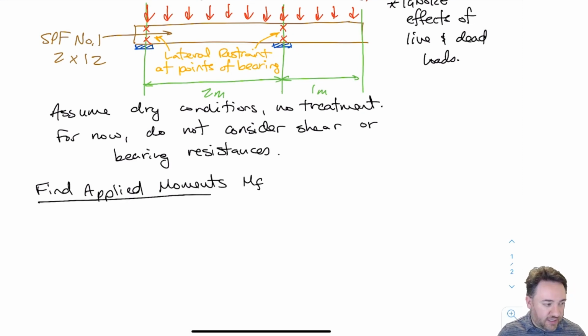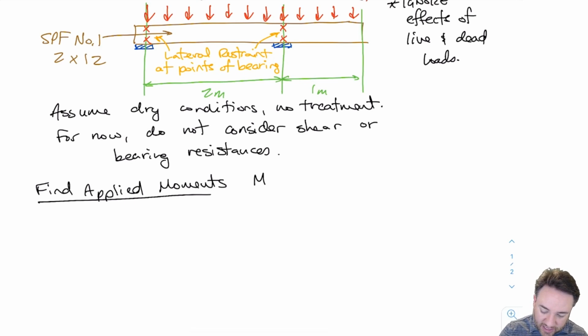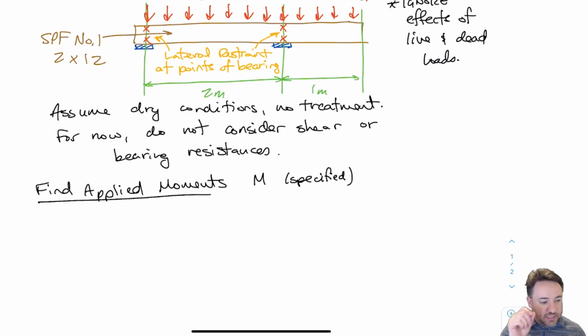And I'm going to find it in terms of actually not MF. I'm just going to find it in terms of M specified for now, which means unfactored. And then once I find the moment at my sections, I'm going to factor it at that point, which is what we should usually do when we do load combinations. So I'm going to start unfactored.